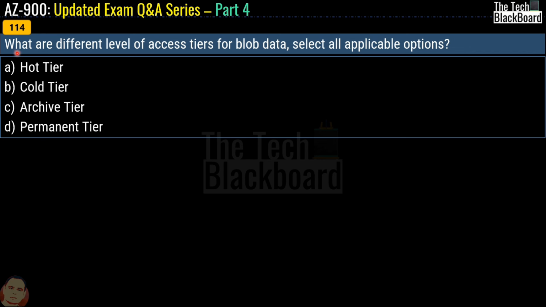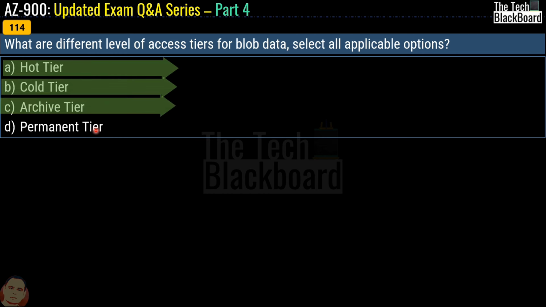The question says, what are different level of access tiers for blob data? Select all applicable options. Your options are hot tier, cold tier, archive tier, or permanent tier. The correct answer for this question is option A, hot tier, option B, cold tier, and option C, archive tier.